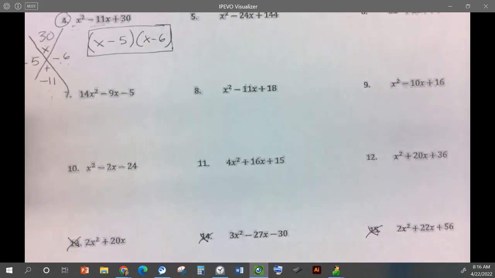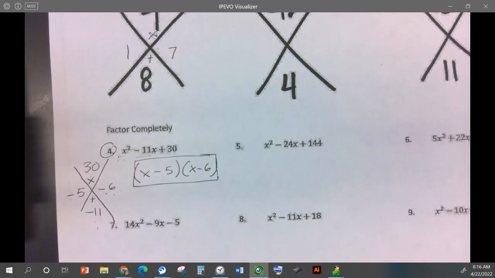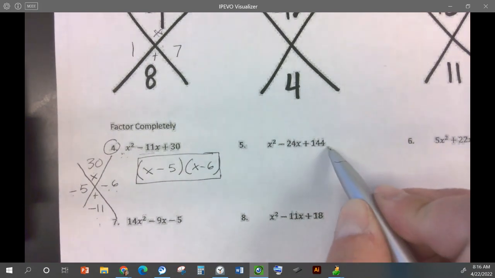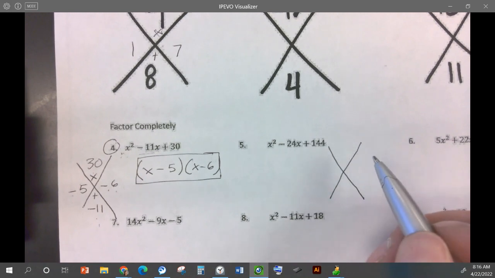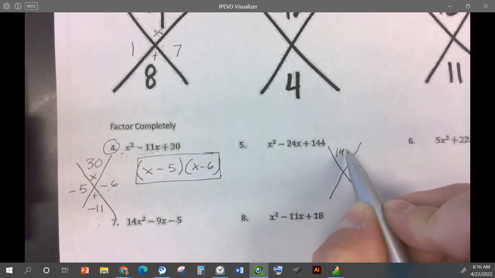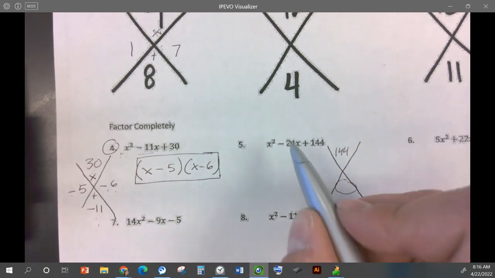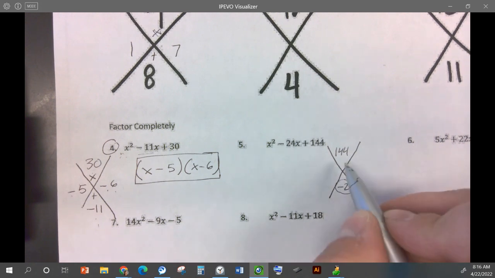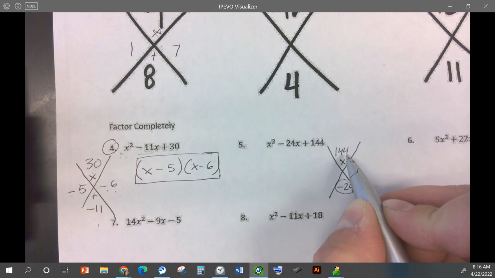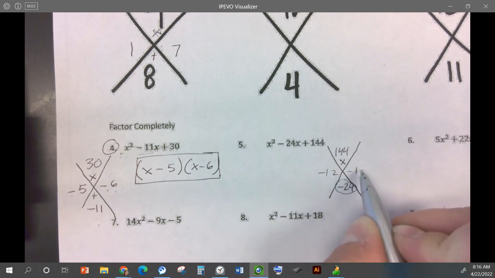Number 5? All right. So a is 1 here. So what needs to go on the top here? 144. Good. And what needs to go here in the bottom? Good. The middle number, negative 24. So we need numbers that multiply to give us 144 and add to give us negative 24. Good. Negative 12 and negative 12.